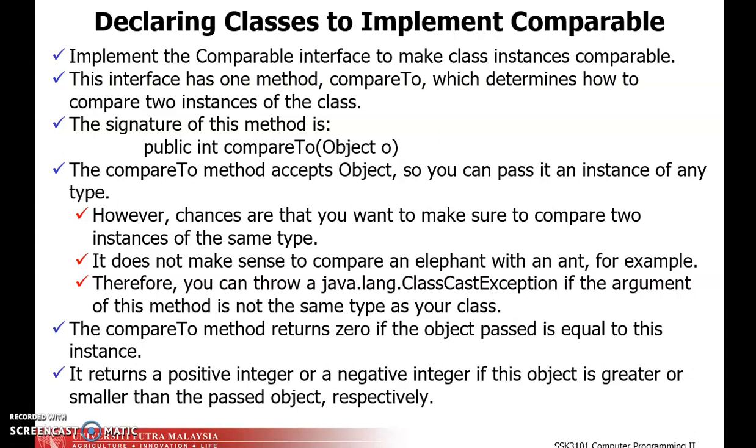If there is any data type error or exception during runtime, we can catch and throw a java.lang.ClassCastException. For this, we will learn it in the next chapter. The compareTo method returns 0 if the object passed is equal to the instance or object, and it will return a positive integer or negative integer if the object is greater or smaller than the passed object, respectively.